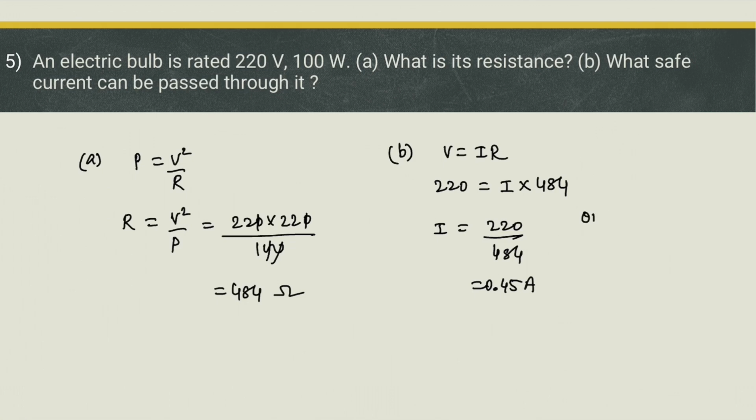Or we can solve this question using this formula as well. P is equal to VI. Power is 100 watt, voltage is 220. So this will also give us the same answer, 0.45 ampere.